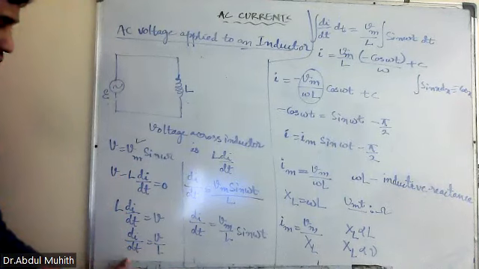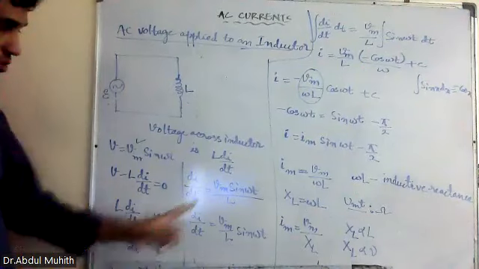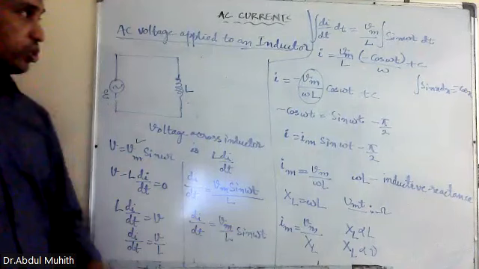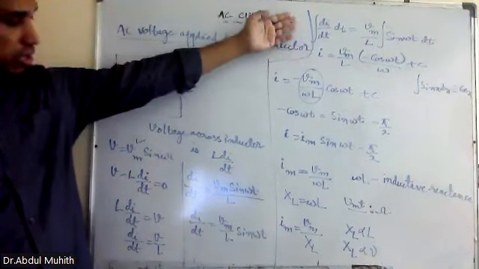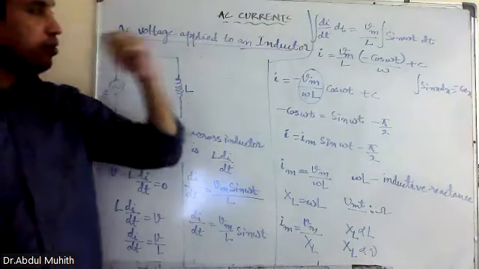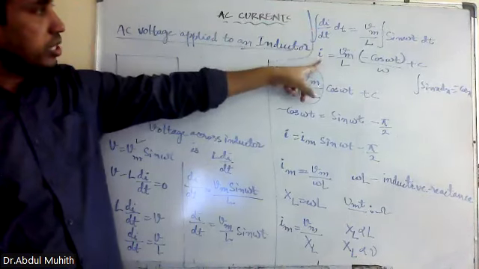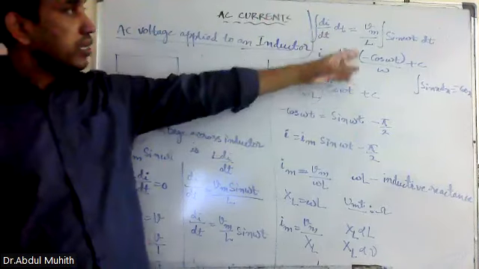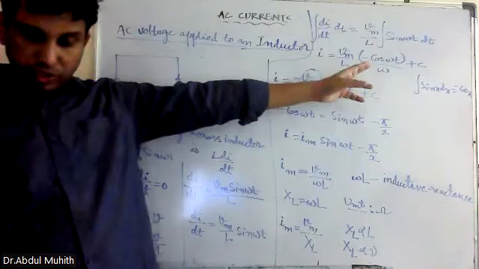Then what you are going to do now? V is equal to Vm sin omega t divided by L. Now write Vm by L separately, then sin omega t. Then you are going to integrate it. Integration of di by dt into dt equals Vm by L into sin omega t. When you integrate di, it becomes I, that means integration gives the full value. Integration of sin omega t is minus cos omega t, divided by omega, the derivative of omega t.